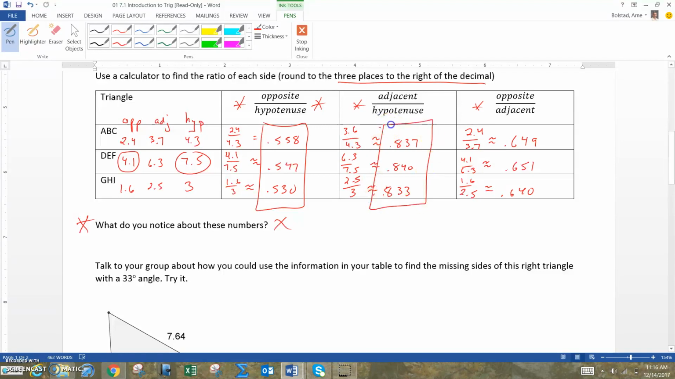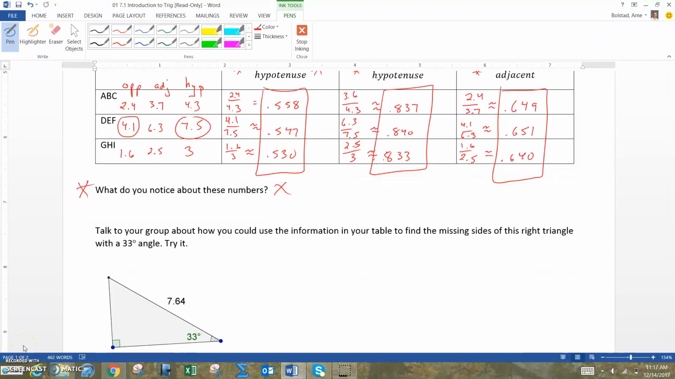Same story here at 0.837, 0.840, 0.833. Those are pretty darn close to being the same thing. Again, if we had good measuring tools, maybe they'd even be exactly the same. Last column, 0.649, 0.651, 0.640. Again, we're within hundredths or thousandths of each other, which is kind of a nice deal. We're thinking that those are probably the same ratio no matter how long the sides are. As long as those angle measures are the same in a triangle, the ratios of the sides are going to be the same.